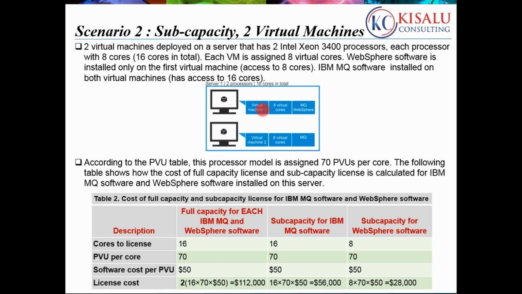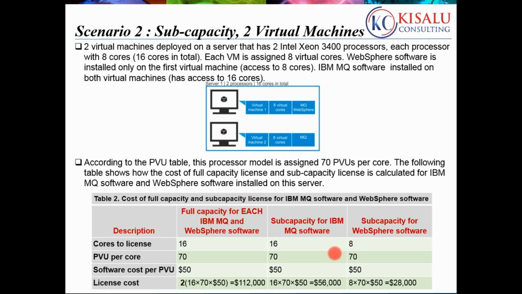Now, if we go to scenario 2, where we want to use the sub-capacity virtualized environment, MQ software will have access to this virtual machine, which is 8 cores, and the second virtual machine, which is also 8 cores. So MQ will have access to 16 cores in total. And WebSphere, which is only running on one virtual machine, will have access to only 8 cores.